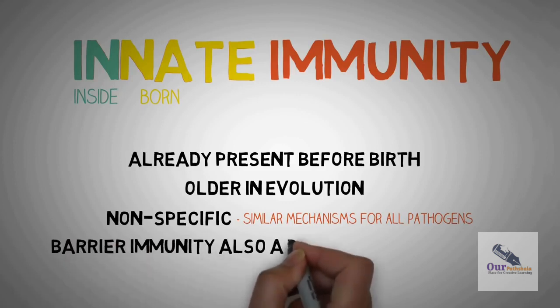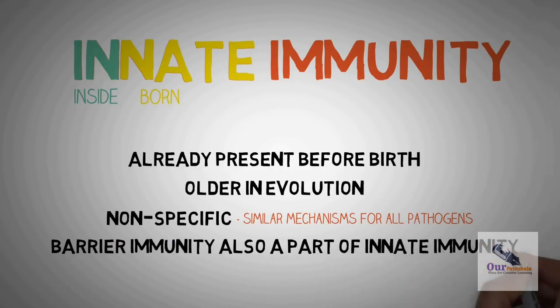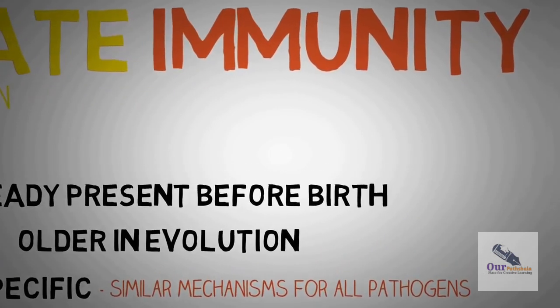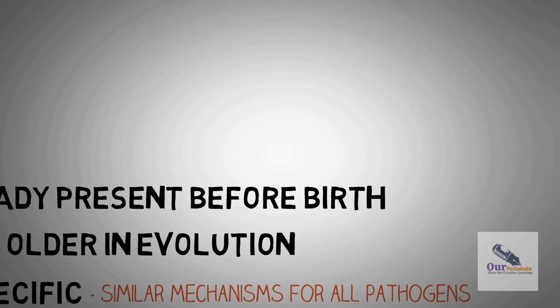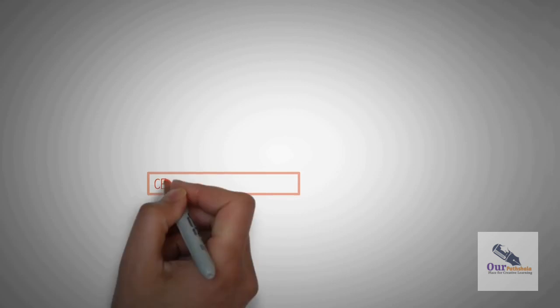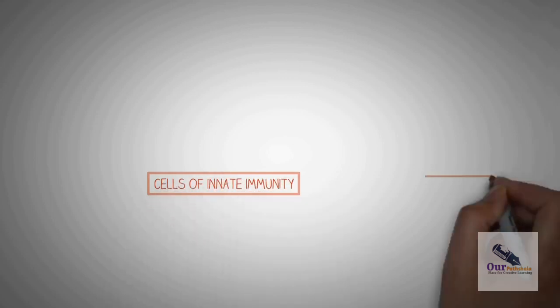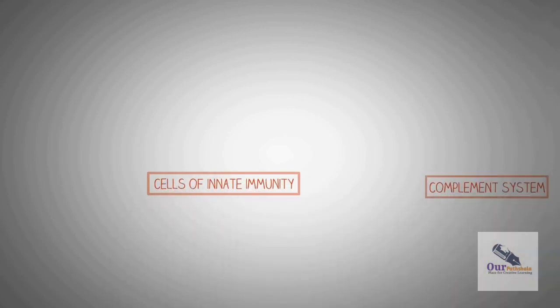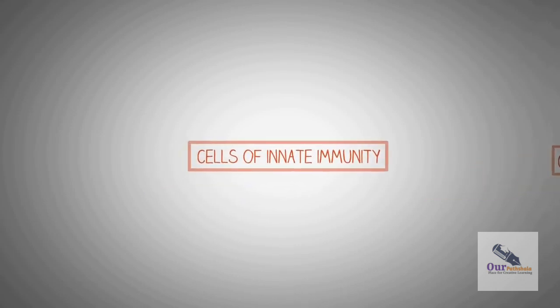Now per se, the barrier immunity is also a part of the innate immunity since it is also present since birth, but for understanding this topic, it is better to divide these types of immunity into three categories. Now let's talk about the innate immune system in detail. The defense system of the innate immunity consists of the various types of cells and the complement system. Let's first talk about the various types of cells of the innate immune system and look at their basic functions.